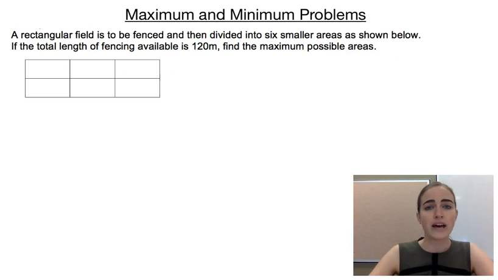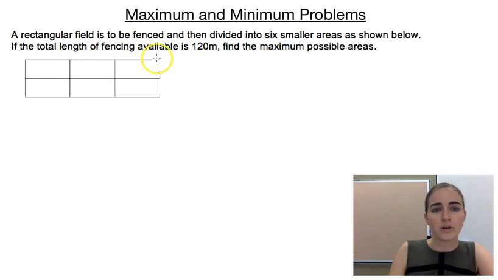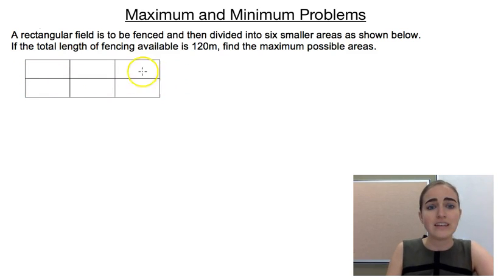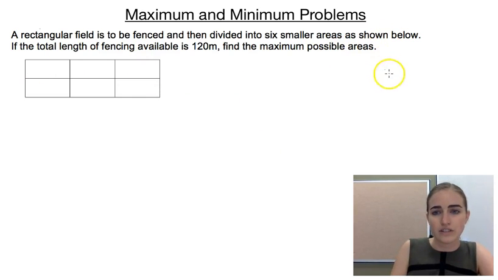So the problem that we're going to have a look at says a rectangular field is going to be fenced, and then it's going to be divided into 6 smaller rectangles like it's shown in this picture here. So we're going to fence all the way around the outside of our field, and then we're going to have 2 fences going this way and 1 long fence going along here to split it into those 6 smaller fields. It says that the total length of the fencing that we have available is 120 metres, and we want to find the maximum possible area, that should just say area, not areas, of that big field.